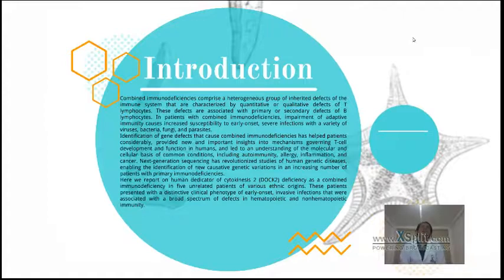immunodeficiencies comprise a heterogeneous group of inherited defects of the immune system that are characterized by quantitative and qualitative defects of T lymphocytes. These defects are associated with primary or secondary defects of B lymphocytes. In patients with combined immunodeficiencies, impairment of adaptive immunity causes increased susceptibility to early onset, severe infections with a variety of viruses, bacteria, fungi, and parasites.